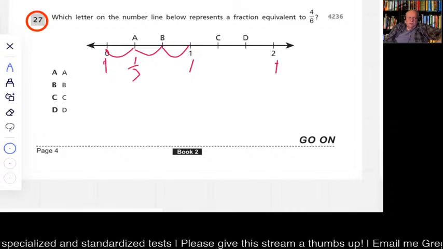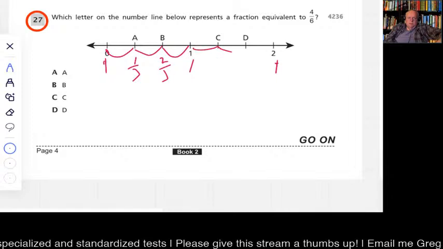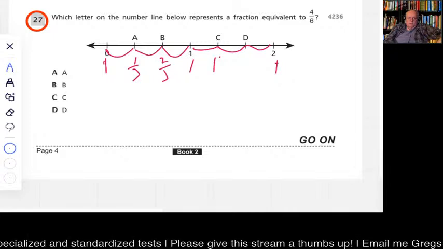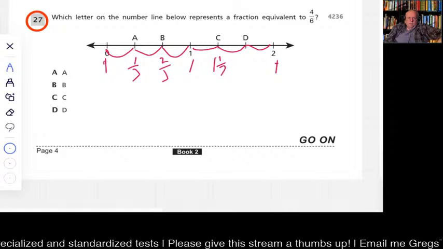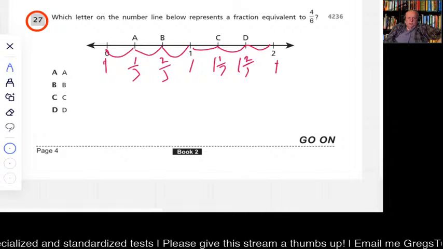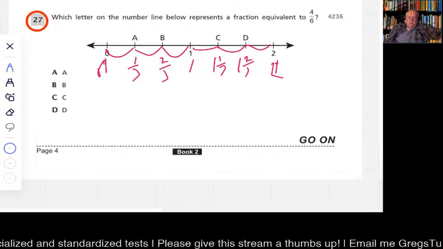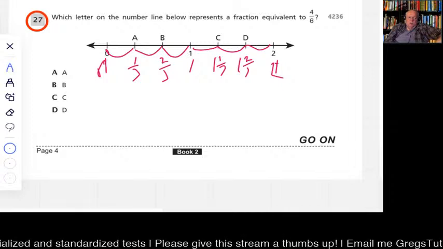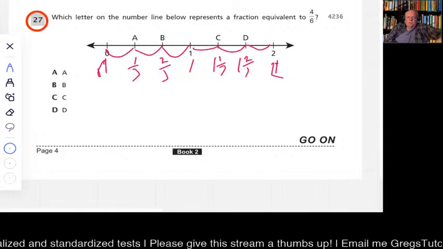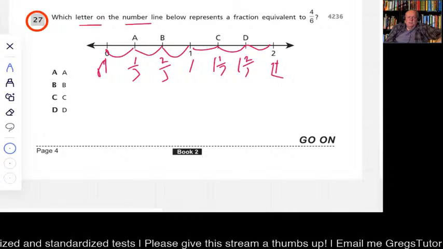So that implies this is a third. This is 2/3. And this is also split into 1, 2, 3. All right? So this is 1 1/3. This is 1 2/3. Okay, and this is 2. And of course that was a 0. I put tick marks originally here, but so we have 0, 1/3, 2/3, 1, 1 1/3, 1 2/3, and then 2. Okay? So then it's going to ask us which number on the number line below represents 4/6.